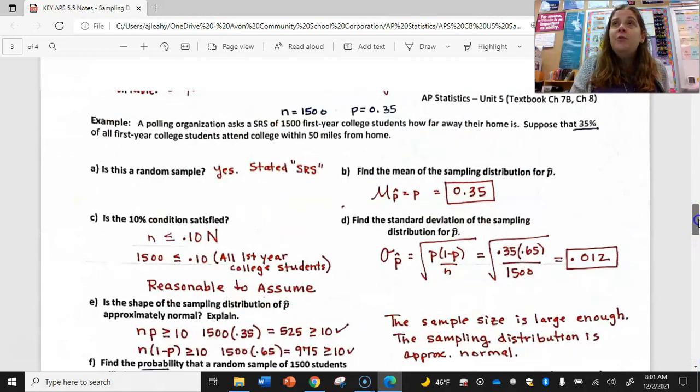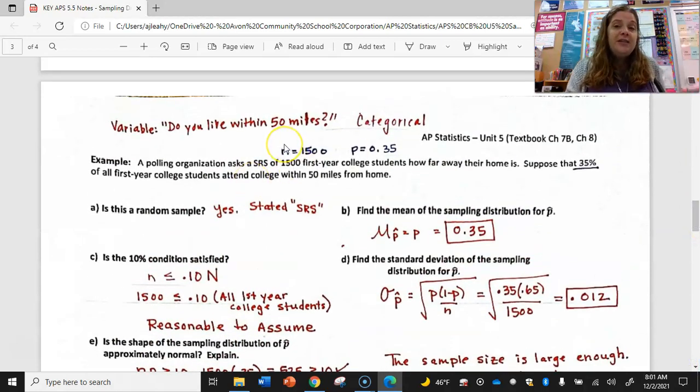Okay, so how do we use this then? The first thing is, you're dealing with proportions if you're in a problem where the variable is categorical. So a polling organization asks a simple random sample of 1,500 first-year college students how far away their home is. Suppose that 35% of all first-year college students attend college within 50 miles from home.